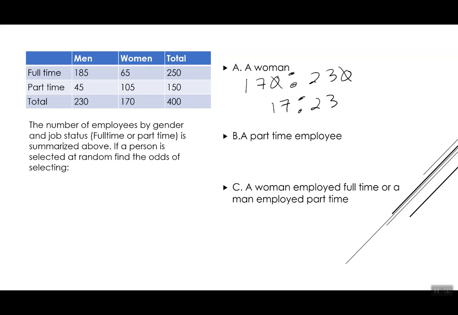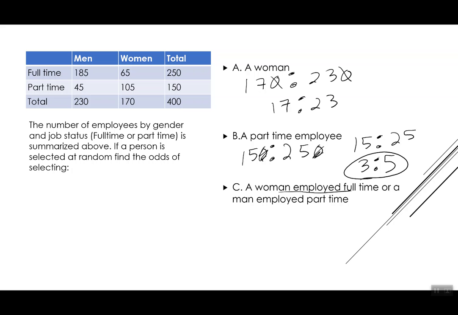Let's look at the odds that someone's part-time. Looking across, part-time was 150. Anybody else would be full-time, which is 250. I'm going to reduce this a couple times. First thing, let's get rid of those zeros again. Now I have 15 to 25, but those are both divisible by 5, so 15 divided by 5 is 3, 25 divided by 5 is 5, so here's our 3 to 5.